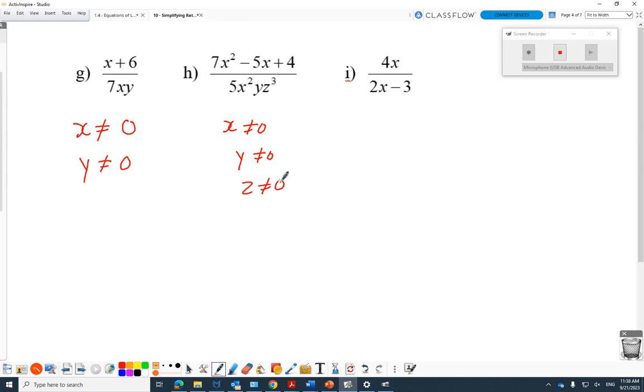This is a dangerous one. Can you just look at it and know what x value you would have to plug into that to get 0 in the denominator? 3. If I put 3 in there, 2 times 3 is 6, minus 3 is 3. 3 is fine. 3 works. We're totally allowed to put 3 in there because I won't get 0 in the denominator.